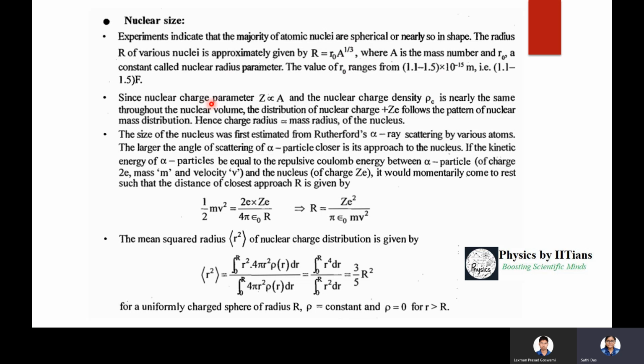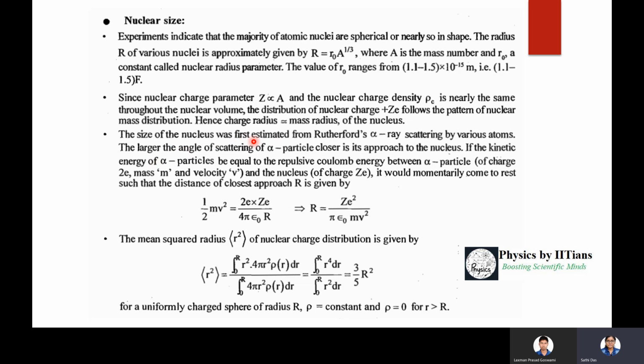Since the nuclear charge Z is proportional to the mass number A, the nuclear charge density rho C is nearly the same throughout the nuclear volume. The distribution of nuclear charge plus Ze follows the pattern of nuclear mass distribution. So the charge radius we can take as also the same as the mass radius of the nucleus, meaning the charge is distributed uniformly throughout its radius or throughout its volume.